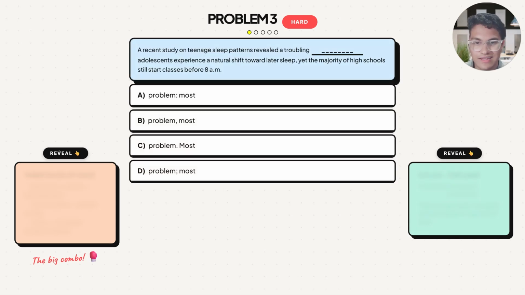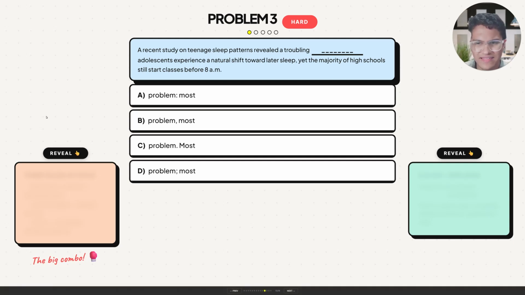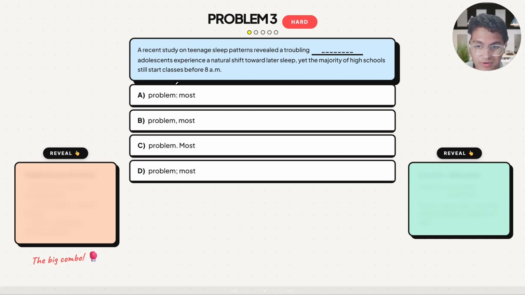A recent study on teenage sleep patterns revealed troubling blank: most adolescents experience a natural shift toward later sleep, yet the majority of high schools still start classes before 8 a.m. The punctuation comes after "problem," so I'm going to substitute this in for the first half. A recent study on teenage sleep patterns revealed a troubling problem. This is a complete sentence. The subject is study, the verb is reveal. That means the first half is a complete sentence.